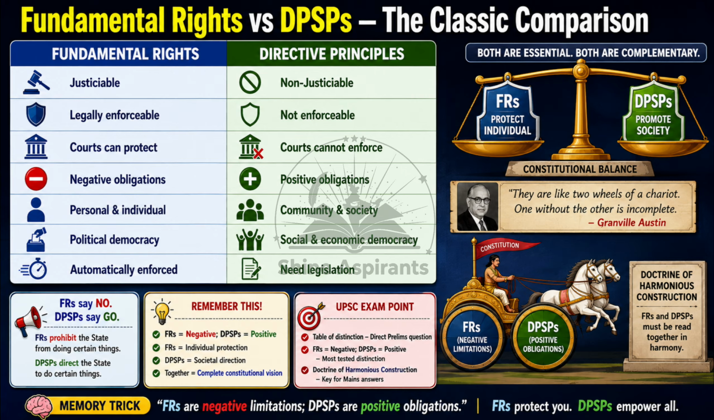Now here's a beautiful quote from my handwritten notes. FRs are negative limitations, DPSPs are positive obligations. Perfect for mains answers. And remember what Granville Austin said, they are like two wheels of a chariot. One without the other is incomplete. The Constitution calls this the doctrine of harmonious construction.